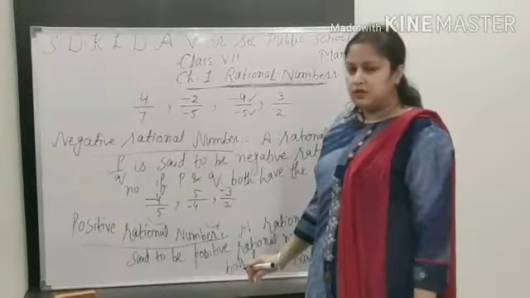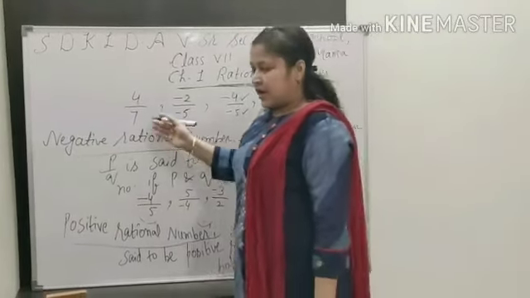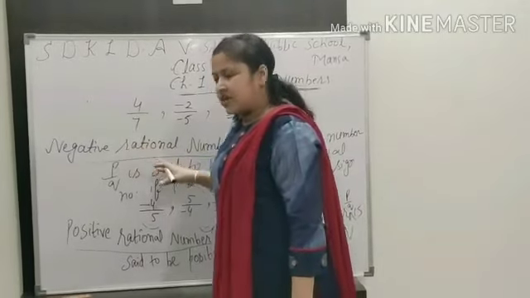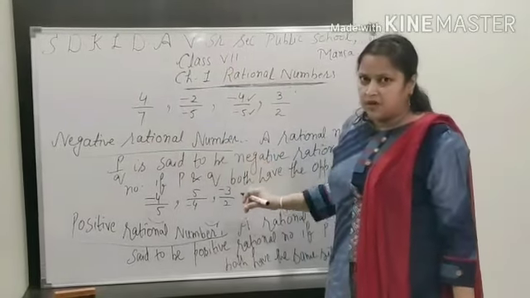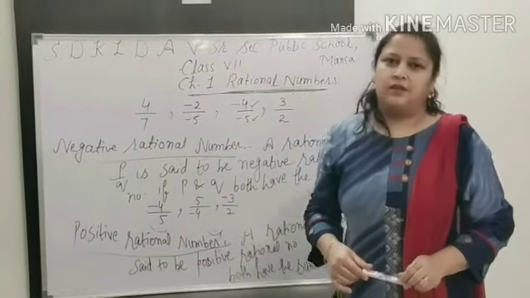Now, I have discussed rational numbers, negative rational numbers, positive rational numbers, and I think it's enough for today.